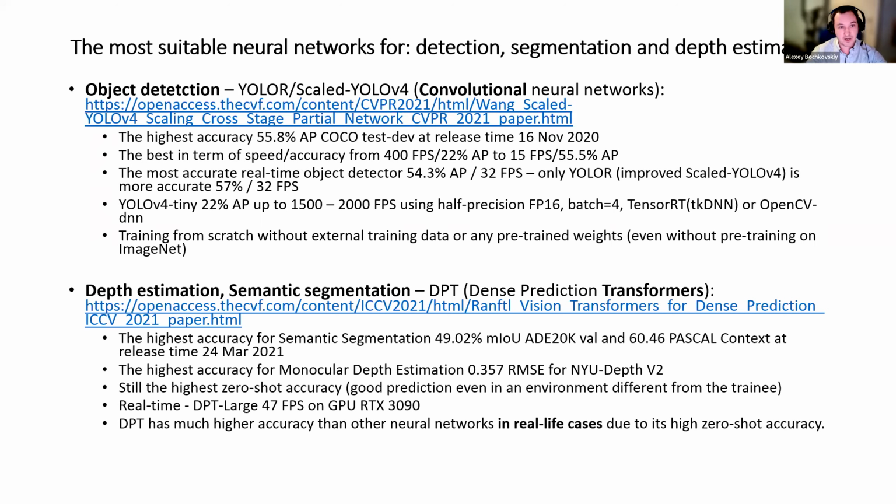That's why for YOLOR and Scaled YOLOv4 we used convolutional neural networks, while for depth estimation and semantic segmentation we used transformers, exactly ViT, and we achieve very high speed and high accuracy in both tasks. For depth estimation and semantic segmentation we used low resolution, about 400 pixels, while for object detection we used high resolution, 1280 pixels.